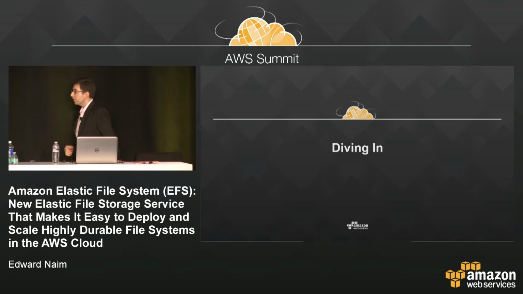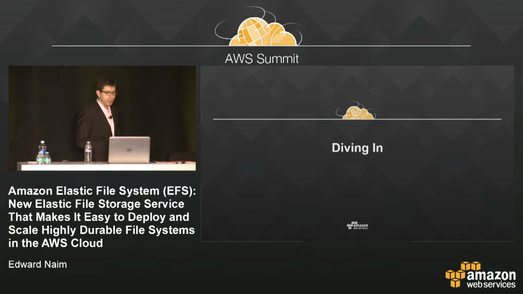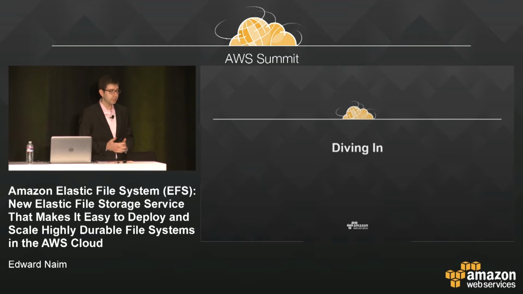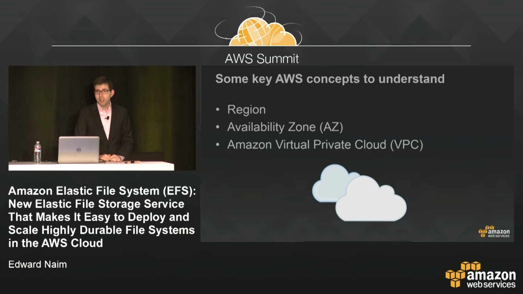OK, so now that you've had the overview of EFS, let's dive in. And let's talk about EFS more from a technical perspective. And for the sake of those in the room who might be new to AWS, before I start talking about EFS specifics, let me define a few AWS basic building blocks: a region, an availability zone, and a virtual private cloud, or VPC.